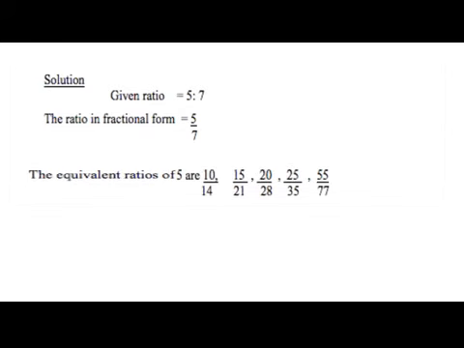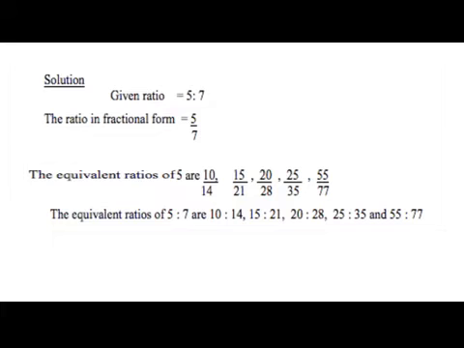Therefore, the equivalent ratios of 5 is to 7 are 10 is to 14, 15 is to 21, 20 is to 28, 25 is to 35 and 55 is to 77.